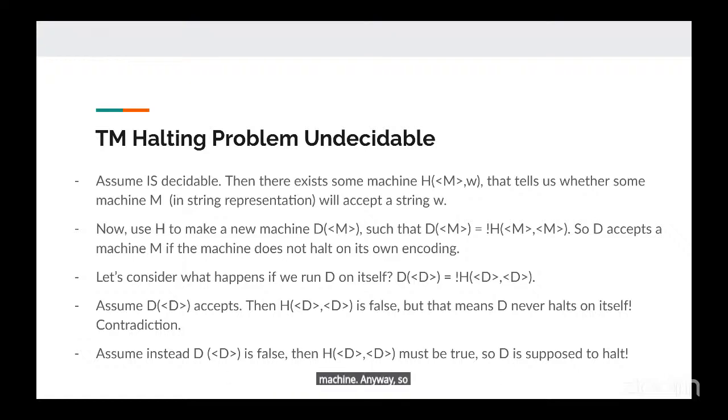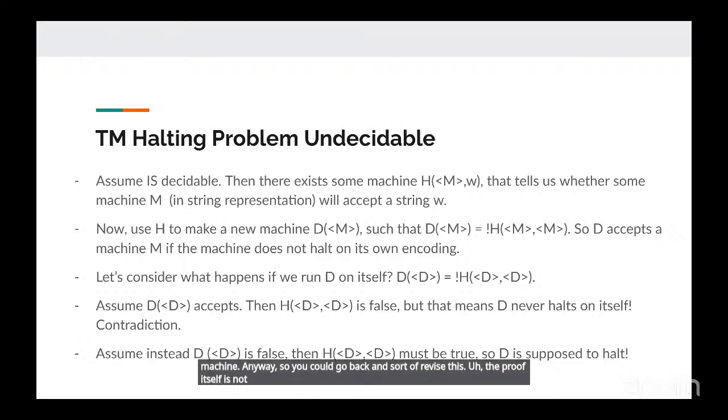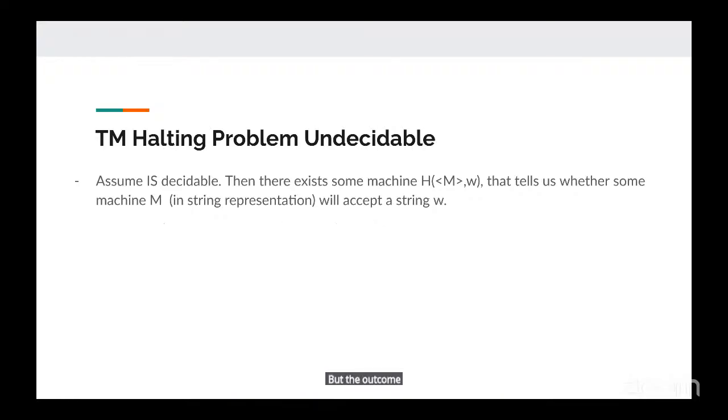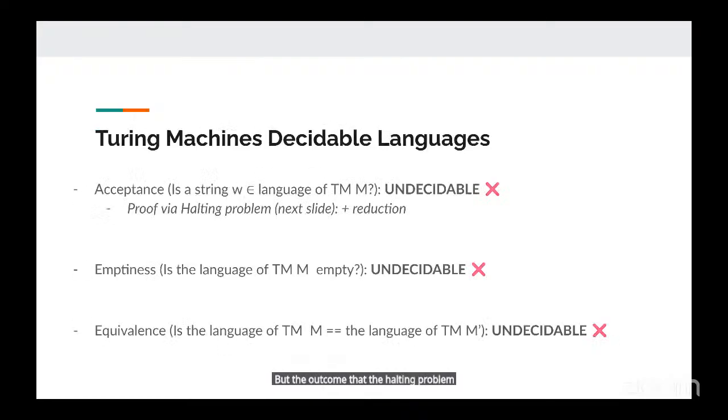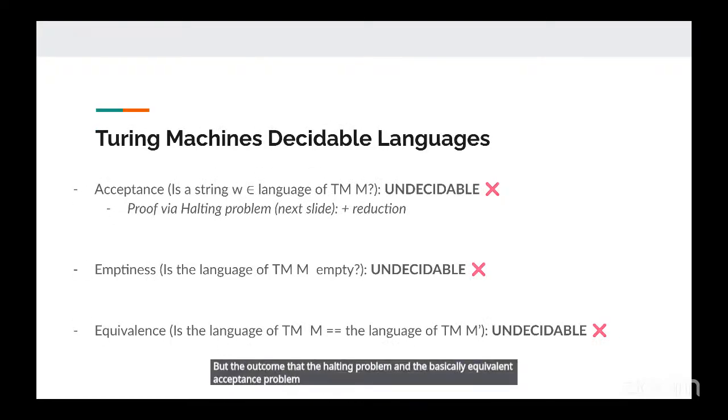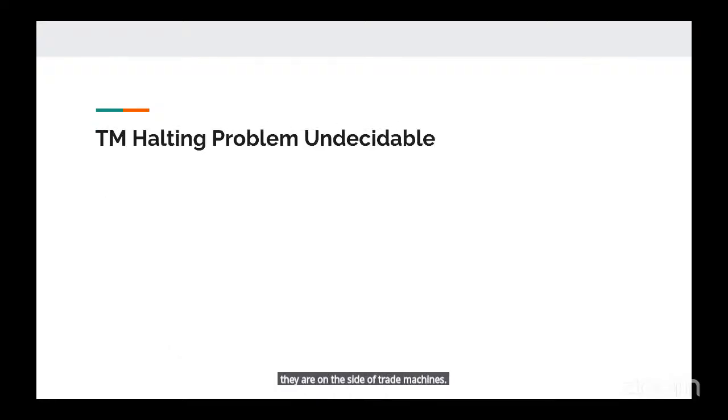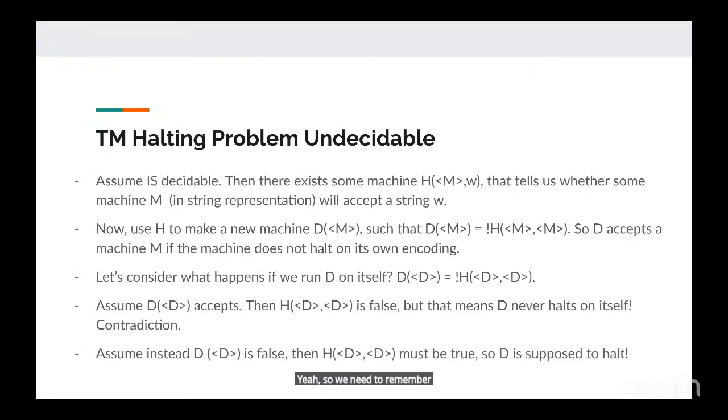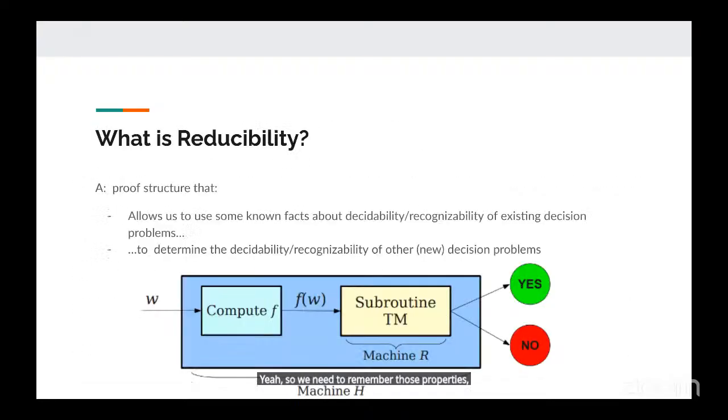Anyway, you could go back and revise this. The proof itself is not, I think, directly accessible, but the outcome is that the halting problem and the basically equivalent acceptance problem are undecidable for Turing machines. Okay, so we need to remember those properties because we need to use them for reduction proofs.